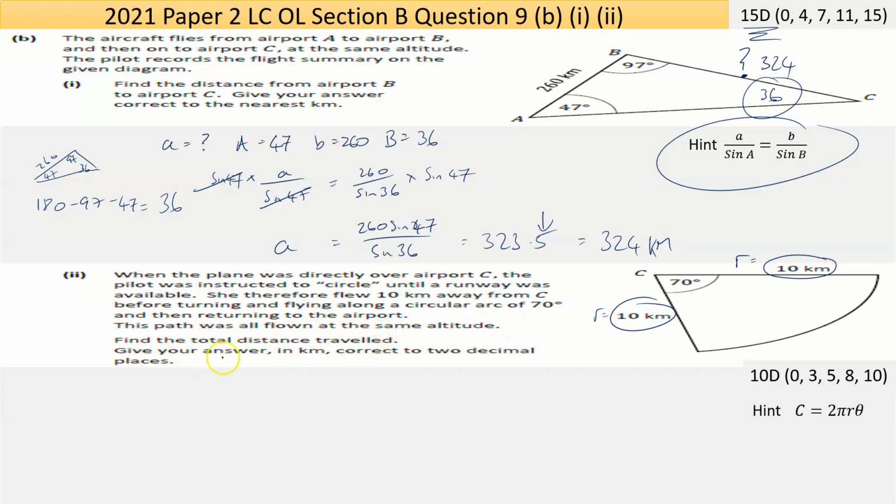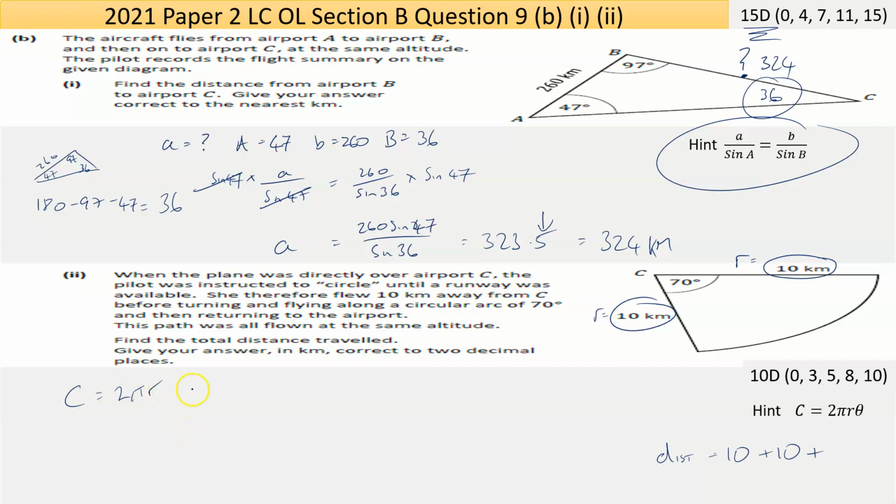Find the total distance traveled. Give your answer in kilometers, correct to 2 decimal places. So it definitely traveled 10 kilometers and then 10 kilometers back. So I'll put that over here. So maybe distance is equal to 10 plus 10 plus, now what's the length of this arc? There's a hint there. The circumference of a circle is 2 pi r.